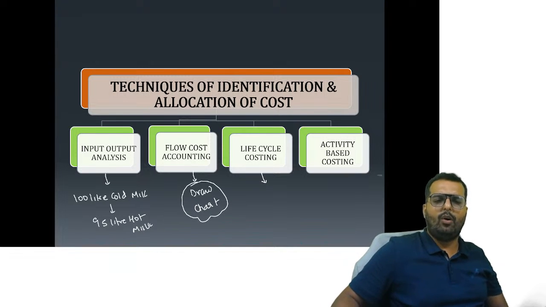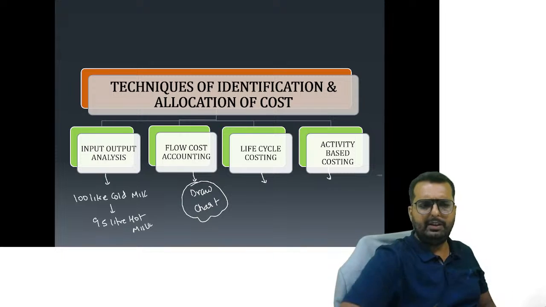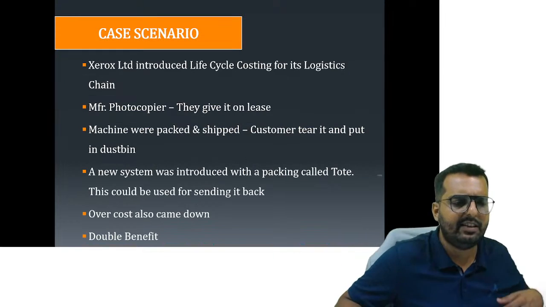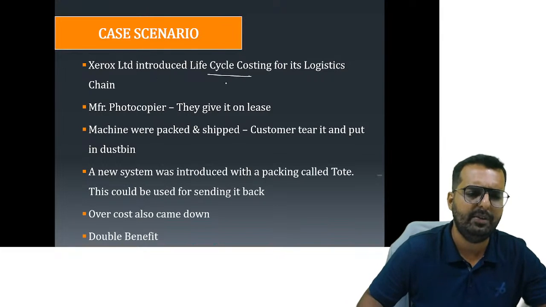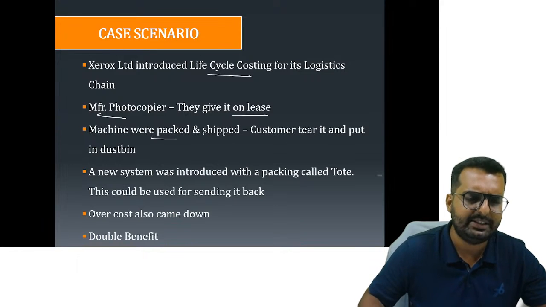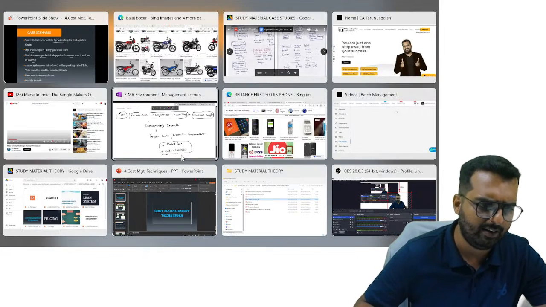Life cycle costing we already learned. Activity costing we have learned in one of the earlier videos. You can check my YouTube channel for the previous video, friends. All right. One more case study is there. Xerox. Okay. Xerox used life cycle costing. They had a photocopier. They took it on lease. Machines was packed and shipped. Customer used to tear it. All right. I'll tell you this with a diagram so you will understand it better.